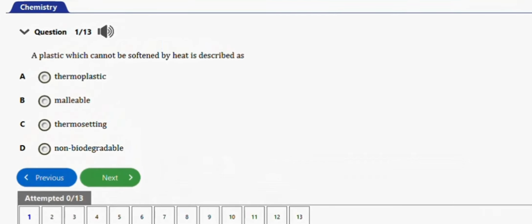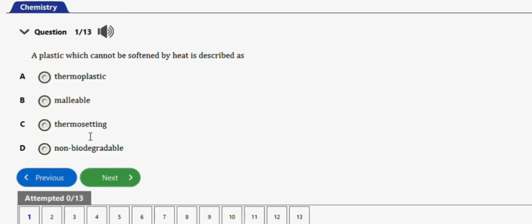In this video, we're going to learn how to solve these chemistry problems under synthetic polymers. So guys, we have 13 repeated questions to practice with in this video. Let's get started. The first question I have here says, a plastic which cannot be softened by heat is described as: thermoplastic, malleable, thermosetting, non-biodegradable. So the right answer is option C, which is thermosetting.